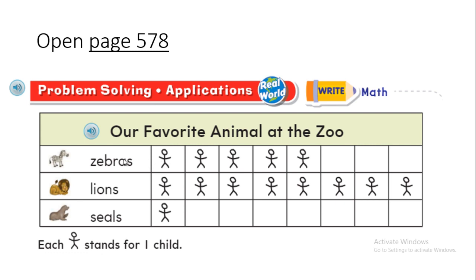How many children like zebras the most? Count 1, 2, 3, 4, 5. 5 children like zebras. How many they like the lions? 1, 2, 3, 4, 5, 6, 7, 8. And how many they chose the seals as their favorite animal? Only 1.